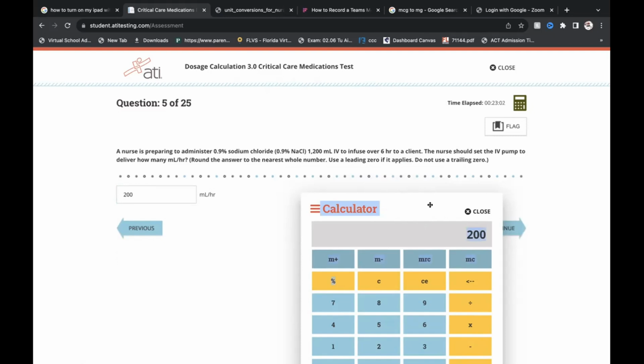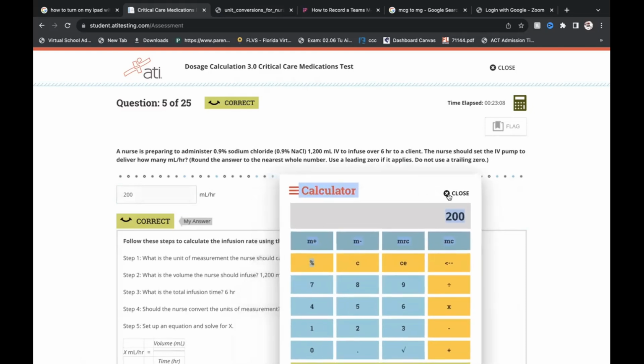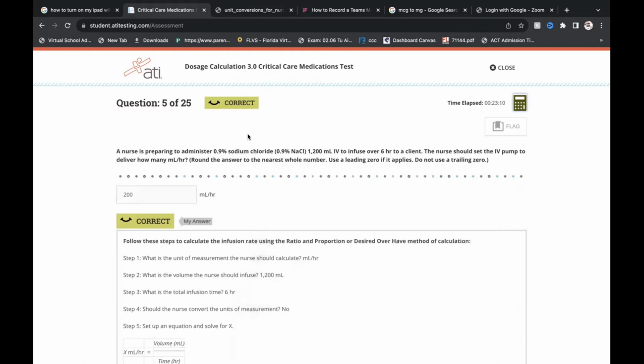Let's see if I'm correct or if I'm wrong. That's correct. Now, just for me to go over it one more time, again, do not pay attention to these. These are here to confuse you and put a lot of wording in. The nurse is administering 1,200 milliliters of IV over 6 hours. You want to know how many milliliters per hour? That's just a simple 1,200 divided by 6. So you can get how many milliliters per 1 hour.